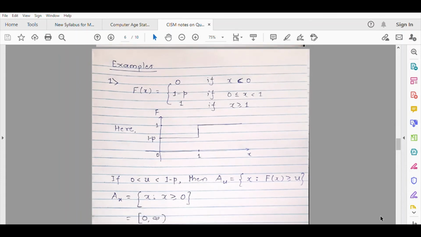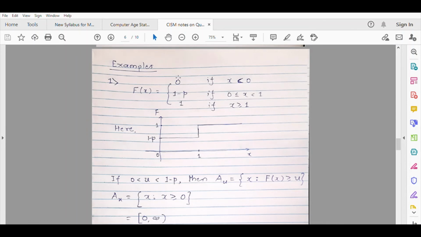So if u is between 0 and 1 minus p, then A_u will be equal to, by definition, the collection of all x such that F(x) is greater than or equal to u. Suppose somewhere here you have u, because it is between 0 and 1 minus p. Now what are the values of F(x) which are greater than or equal to this value of u? This u can be slightly smaller than 1 minus p. Even then, the values of F(x) which are greater than or equal to u will start from the value 1 minus p onwards.